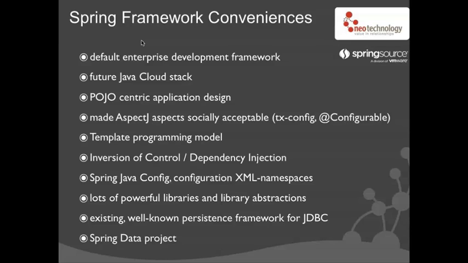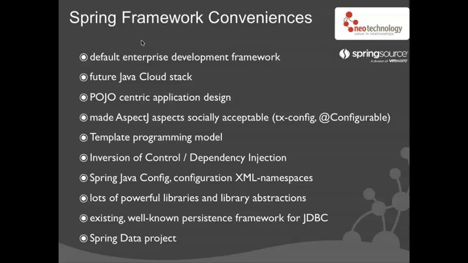The Spring framework also proposed a POJO-centric application design to get rid of lots of complexity that was introduced earlier. Spring also made aspects socially acceptable, at least under the hood, where you can't see them. So, for instance, the @Transactional and @Configurable annotations are widely used, and people just don't think about what's happening behind the scenes. The template programming model that takes care of resource handling and provides nice APIs, for instance, to JDBC, is very convenient, and it's like the most used part of Spring. Even if you don't use anything else, you probably use a JdbcTemplate to access your database.